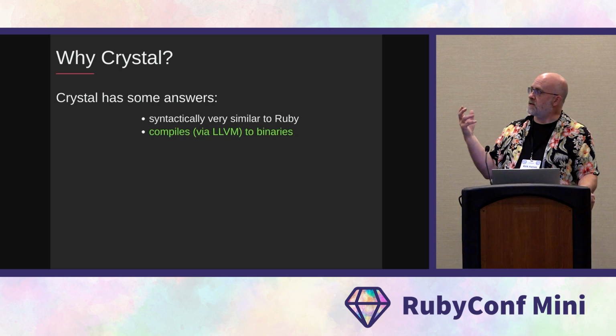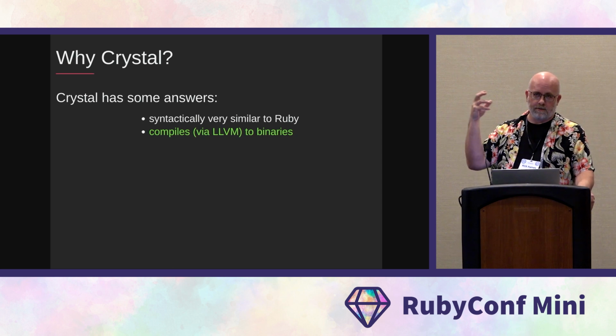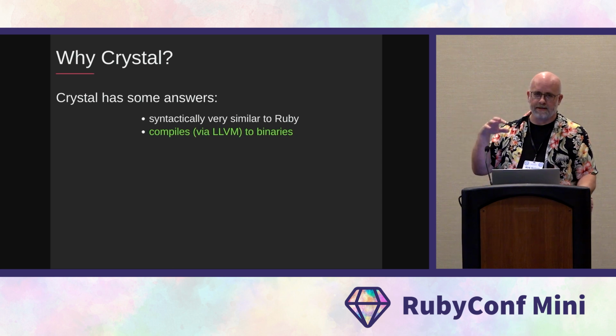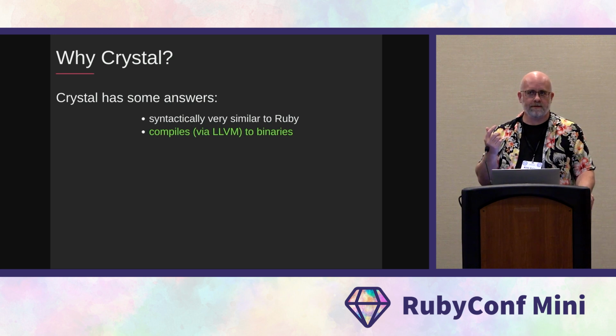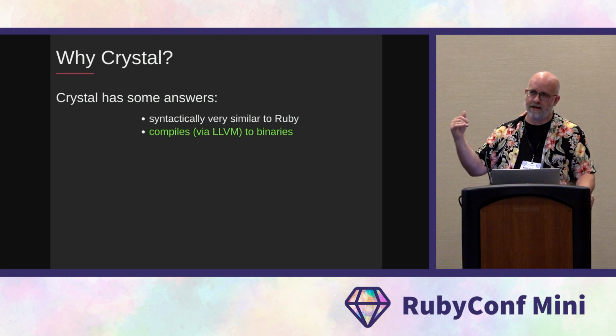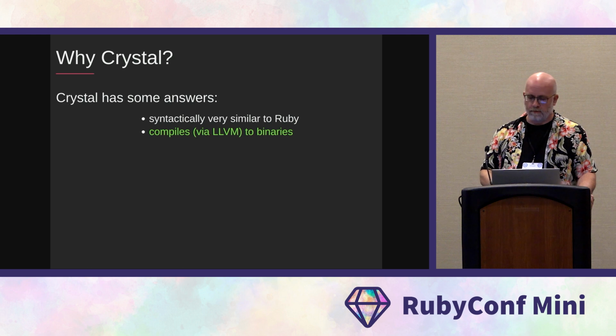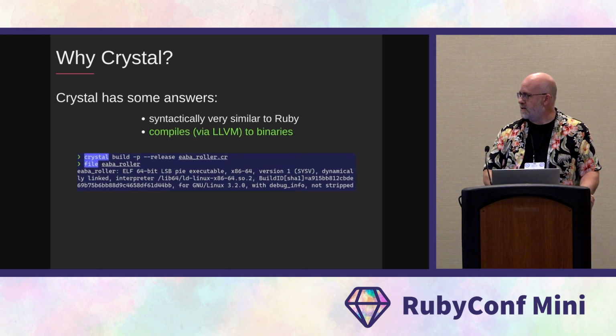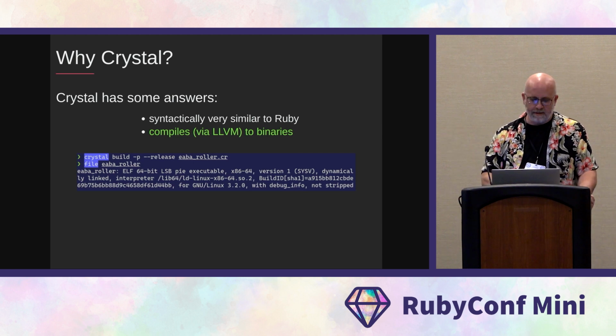So Crystal is a compiled language. It compiles your code down to an executable, and it's built on top of LLVM. Anybody here use Rust? Okay, so you know how that works. Rust also compiles down to LLVM. So it and Crystal share that common layer underneath. And this is just a little snippet showing you that if you build something with Crystal, it is in fact an ELF executable on my system.